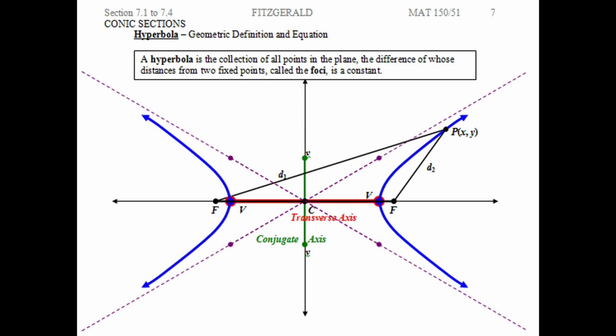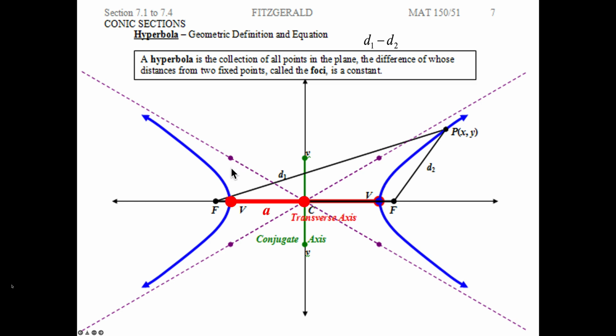All right, for the last section, chapter 4, 7.4, we're going to talk about hyperbolas. This definition is very similar to the ellipse with one slight difference. It's not a constant sum, it's a constant difference. So now we're going to take a point on the hyperbola, from one focus to the point, D1, and from the other focus to the point, D2. If I subtract them, this difference is going to be a constant.